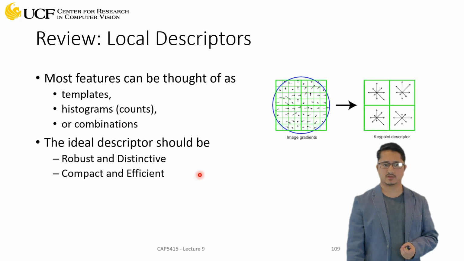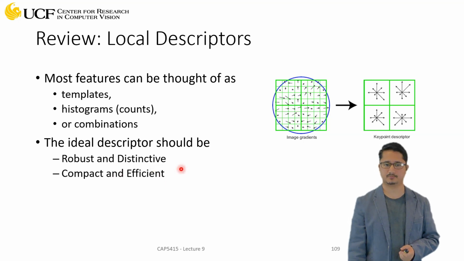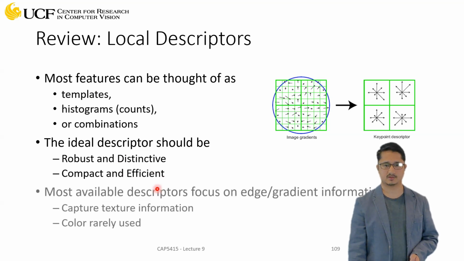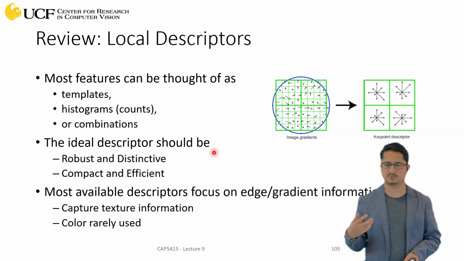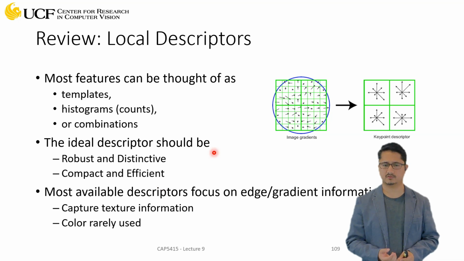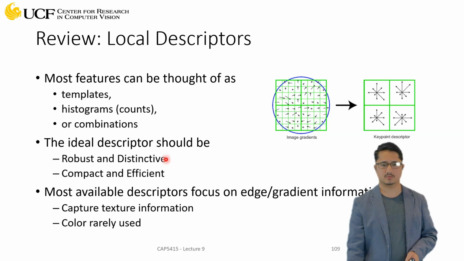So it's a combination of these two most of the time. And these are very common properties which we want to have in these features. They should be robust, they should be distinctive, and of course, they should be compact as well as efficient. Okay, and so far most of these descriptors are just focusing on edge or gradient information, which is interesting. But of course, we can have descriptors which only utilize color information as well, right? For example, if we have a problem where color plays a very important role.